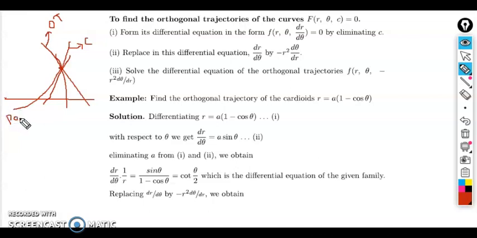this one is your pole, and this represents your initial axis, and the coordinate of this point is r comma theta. Its coordinate is r comma theta.